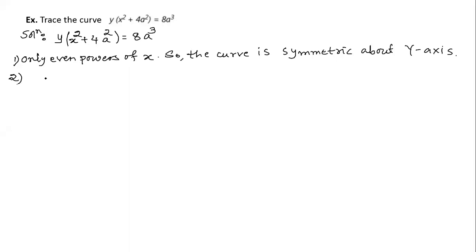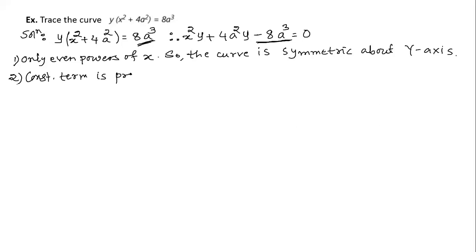Then what is the fifth property? Fifth property is if there is no constant term, curve passes through origin. But here 8 a cube, a is a constant, a is a parameter. So actually these are three terms: x square into y is the first term, plus 4 a square into y is the second term, and minus 8 a cube is the third term. So minus 8 a cube is a constant term. So constant term is present. Curve does not pass through the origin.